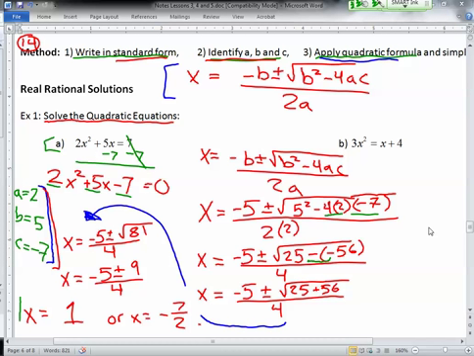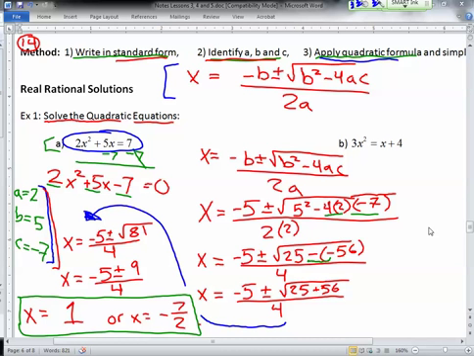This right here is my final answer. These are my two solutions for my original quadratic equation. So again, this was my original equation up here. If I put either of these values in for x in here, it should make this equation true. And to double check myself, I could go ahead and test that out by substituting a 1 in for x, or a -7 over 2 in for x.